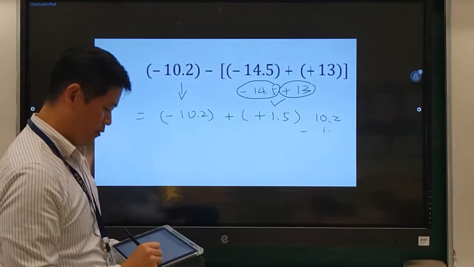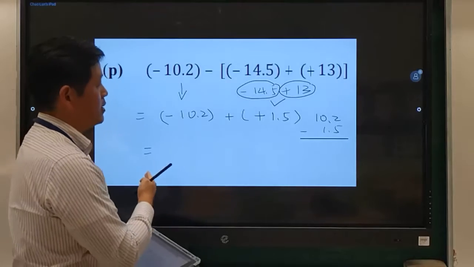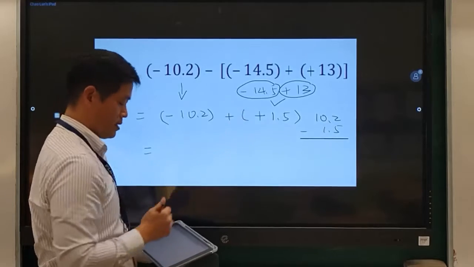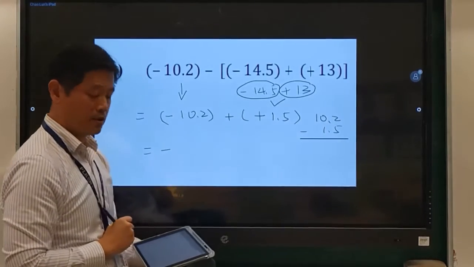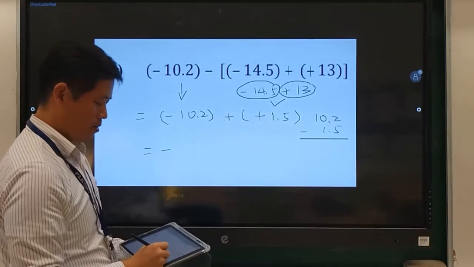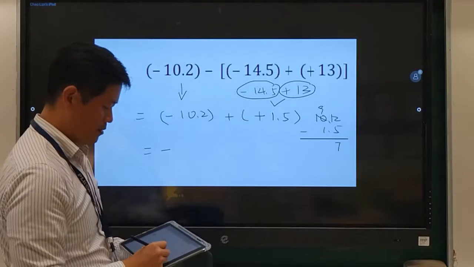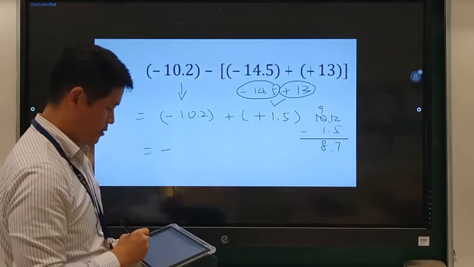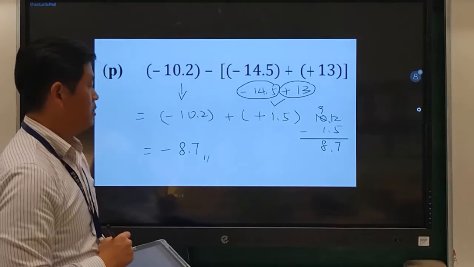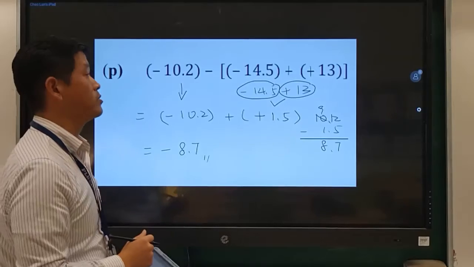10.2 minus 1.5. Now first of all, I can go in and right away tell that it's a negative, because there are more negatives here versus the positive. So the answer is going to be negative. But by how many? What's the difference between the two numbers? So I'm going to borrow, that becomes 9. That would be 12. 12 take away 5 is 7. 9 take away 1, that's 8. My decimal place, 8.7. Okay?